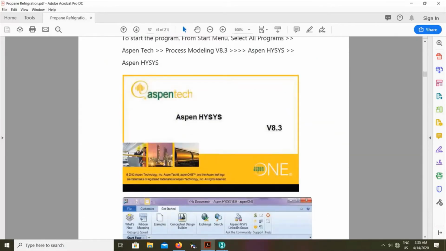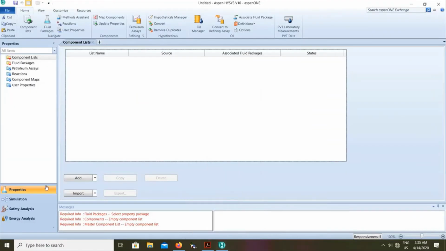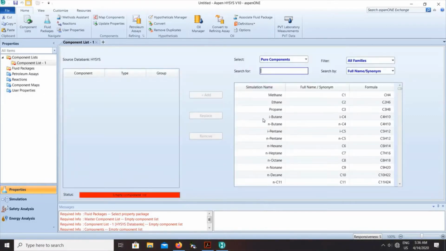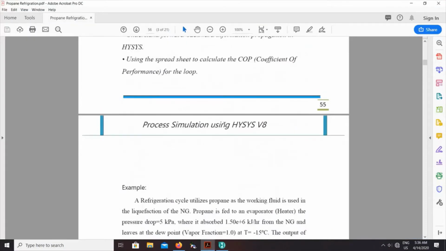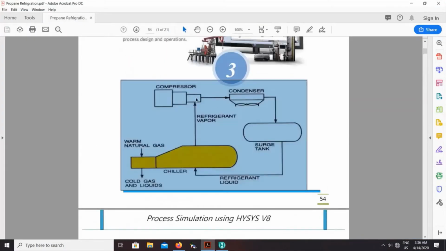We need to open the simulation. Let's go to Aspen HYSYS. The first thing we need to do whenever we are in the simulation environment is to select the component. The component that we are selecting, because we have only propane looping around in this whole unit, is just propane. So in this whole process, what is looping around is just propane. Propane is used as a refrigerant.